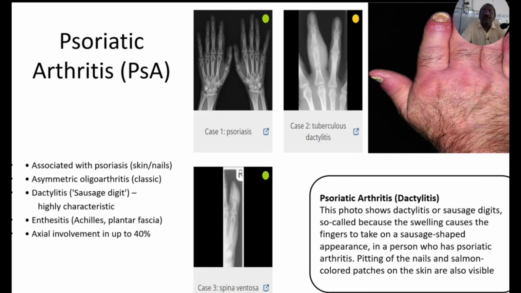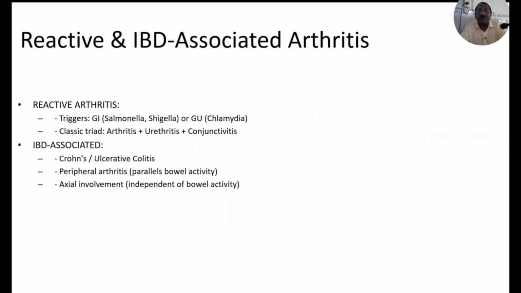This is psoriatic arthritis. You all appreciate here the sausage-shaped digit, and also the pencil-in-cup deformity. See the nails here, the distal interphalangeal joints, and also the nails. It is associated with psoriasis, both skin and nail changes, asymmetric oligoarthritis, and dactylitis. I already told you the sausage digit is highly characteristic, with diffuse enlargement of the toes. Enthesitis involves the Achilles tendon, plantar fasciitis, etc. Axial involvement occurs in about 40% of cases of psoriatic arthritis.